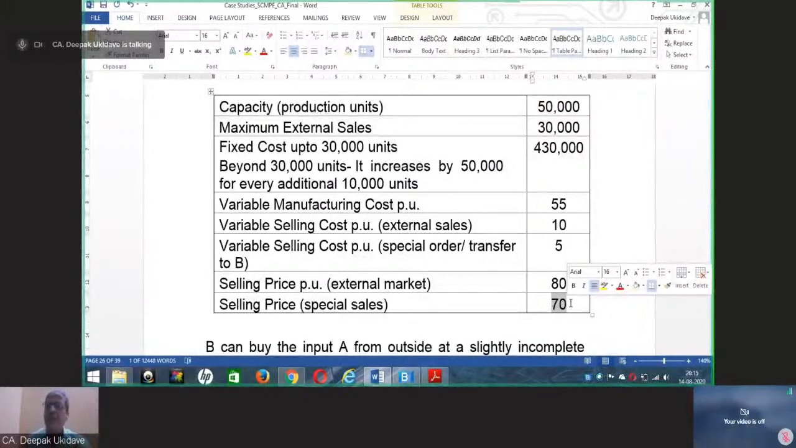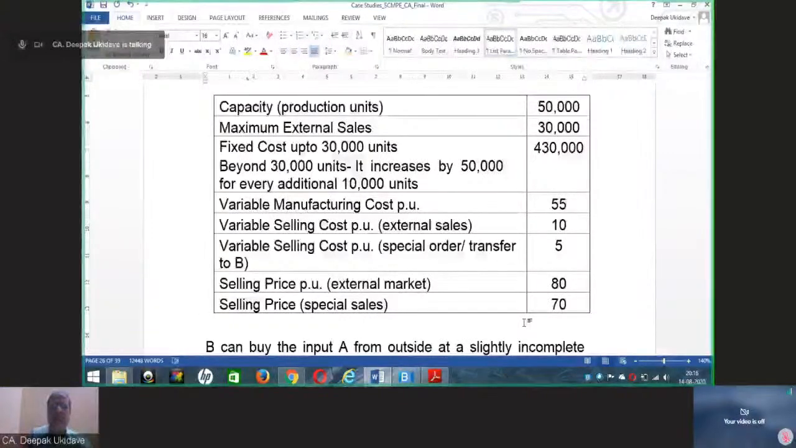So capacity is to produce, this is data for division A. Capacity is to produce 50,000 units. External sales 30,000. Fixed cost up to 30,000 is 4,30,000. Beyond 30,000, fixed cost increases by rupees 50,000 for every additional 10,000 units. Variable manufacturing cost 55. Variable selling cost for external sales 10. For special customer or internal transfer 5. Selling price to external market 80, and selling price for special sales is 70.